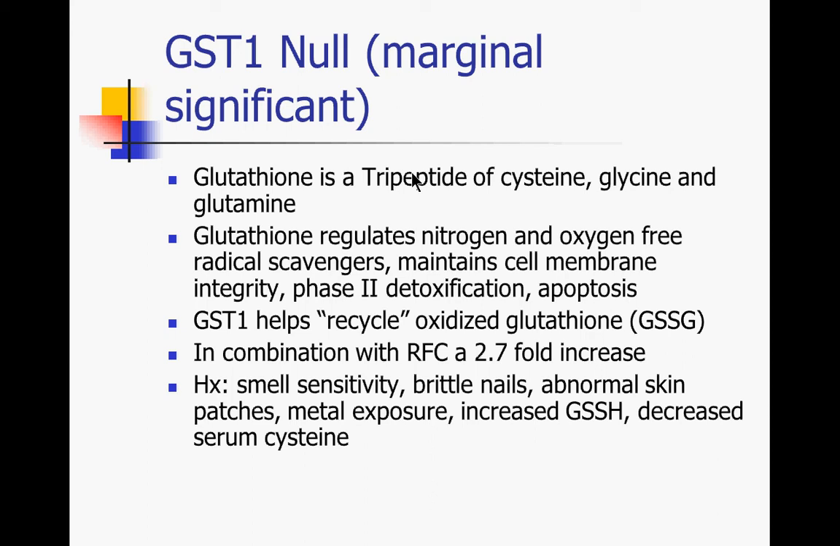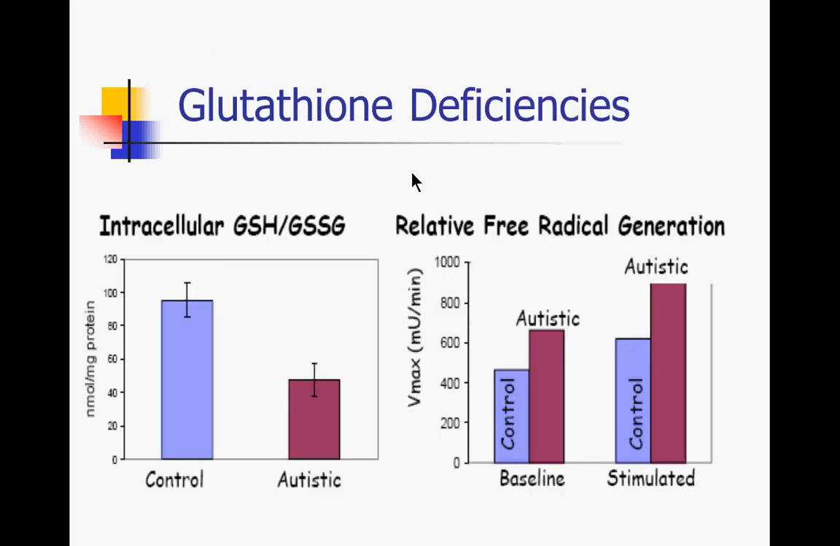So again, if we have GST1 and combine it with RFC, we have a 2.7-fold increase in autism. And what we find when we have a GST1 null is that we have smell sensitivities. They smell things, they sniff things, they put their hands down their pants and then bring it up and smell their fingers. They have brittle nails, abnormal skin patches. We see that these kids have extra metals in their bodies. We see normal exposure built up. I find increased GSSG, which is oxidized glutathione, in their blood, or decreased serum cysteine. These are things I can find that tell me that this enzyme system is abnormal.